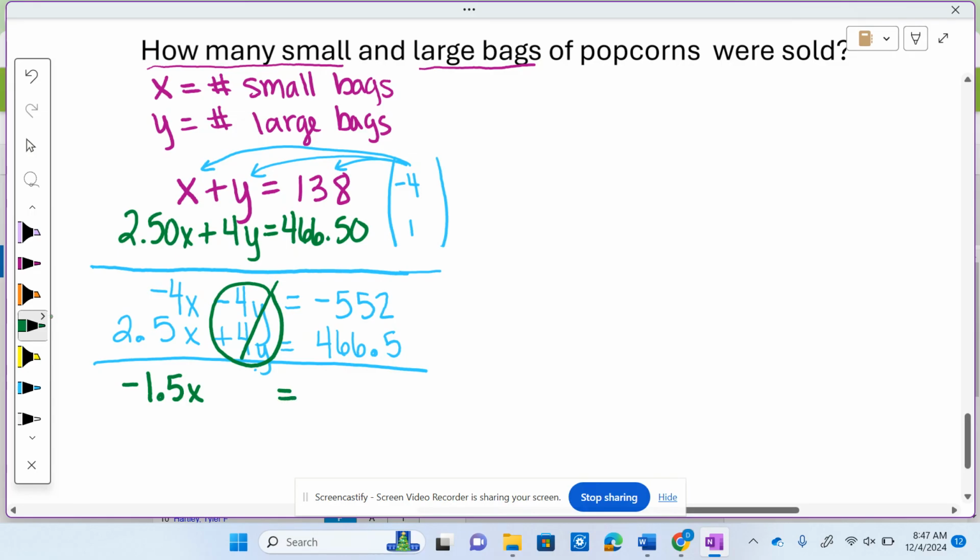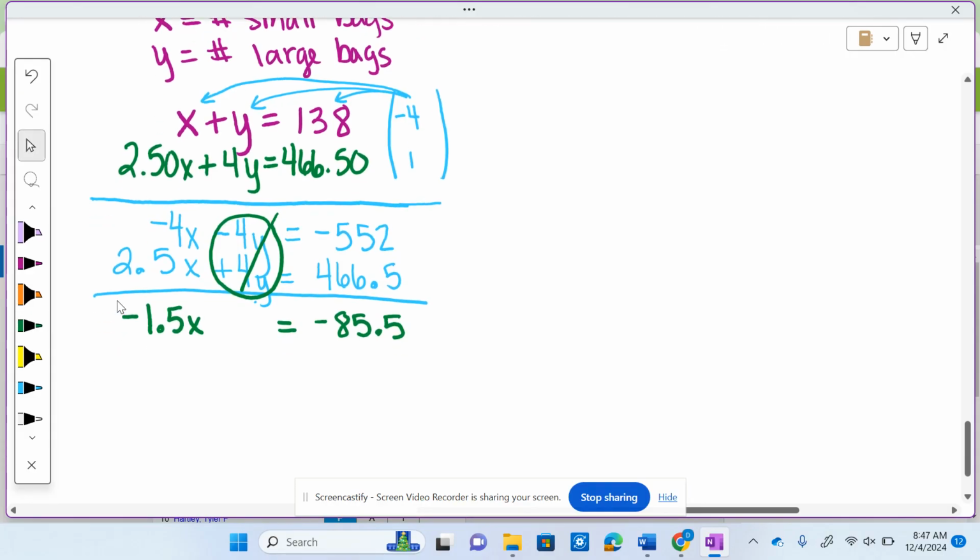So -1.5x equals, what is -552 plus 466.5? -85.5. All right. Tyler, if we're trying to get x all by itself, what would you do next? Yeah, absolutely. Good job. We're going to divide both sides by -1.5.